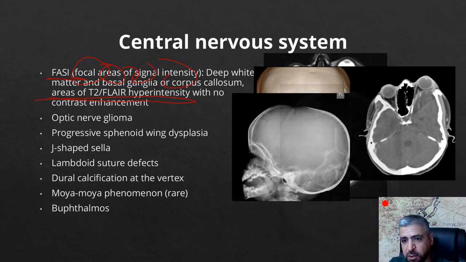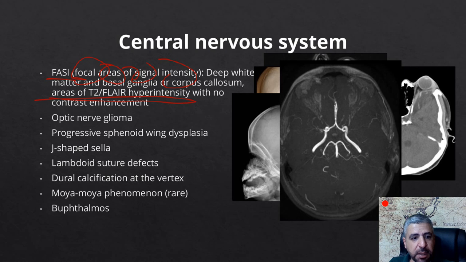Lambdoid suture defects, we can also see them, and dural calcification at the vertex, we can also see. Rarely we see the moyamoya phenomenon. As you know, moyamoya means a puff of smoke, and basically what we see is very small, hypoplastic cerebral MCA, ACA and PCA vessels. So we don't see the cerebral vessels, they are very narrow. It's a type of vasculitis, moyamoya disease.